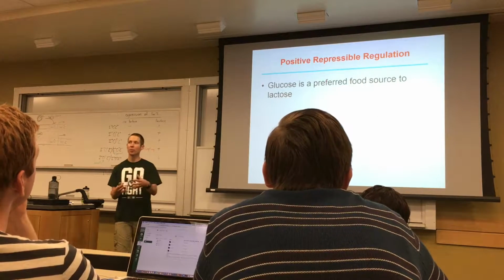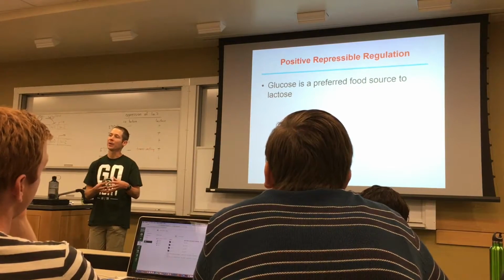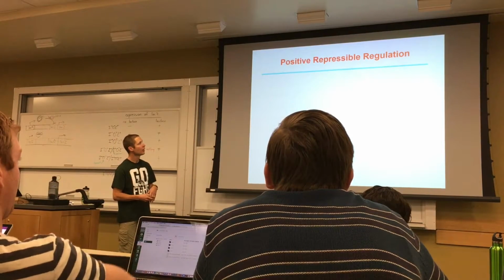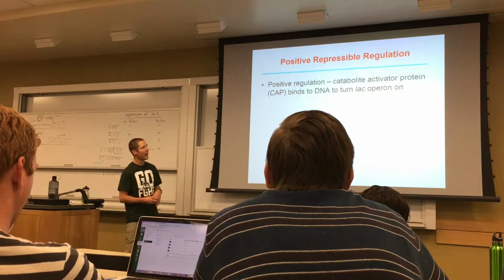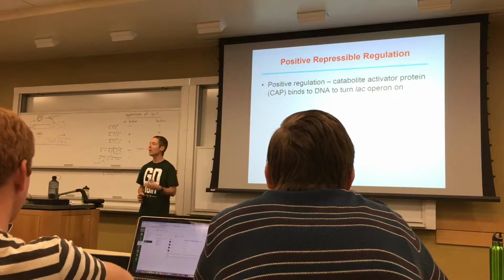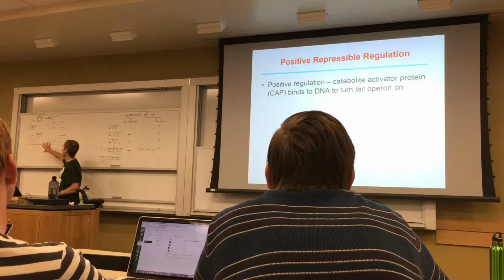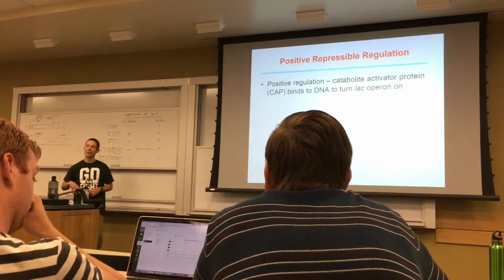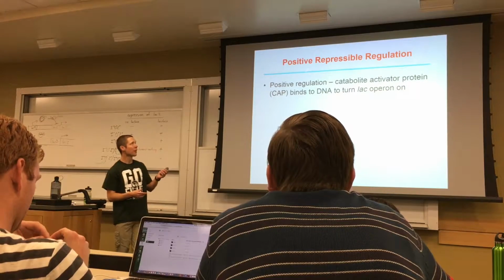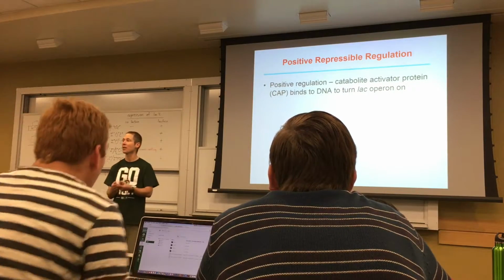Now the way it ends up working out is it's kind of a several step system. There is another protein that interacts with the lac operon. It's called the catabolite activator protein, or the CAP protein for short. Unlike this protein that wants to shut off expression of the genes, this protein wants to turn them on. So this is where the positive comes in. So the CAP protein is a positive regulator.